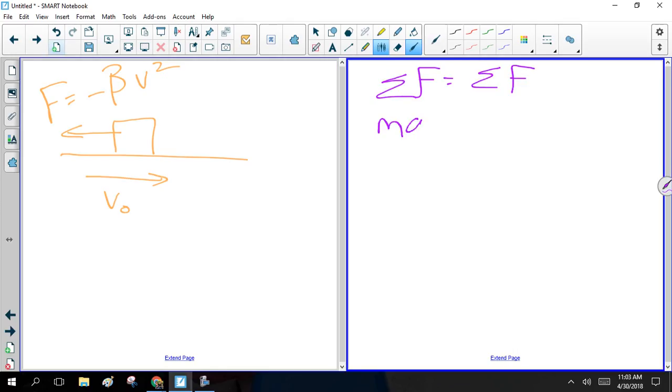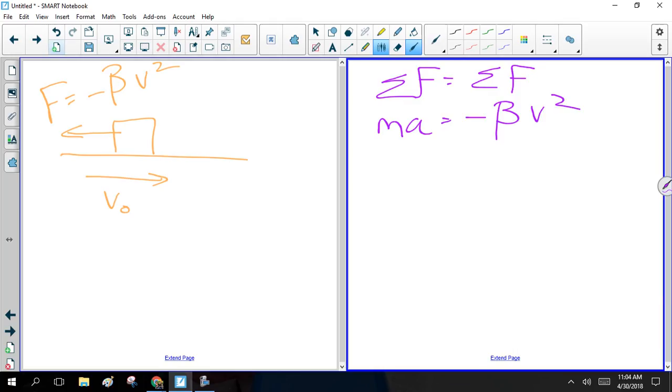Mass times acceleration equals negative beta v squared. Follow? All right, so the trick then, it asks you to set up a differential equation that will allow us to solve for the velocity as a function of time. But the problem is, time isn't in here anywhere, right?